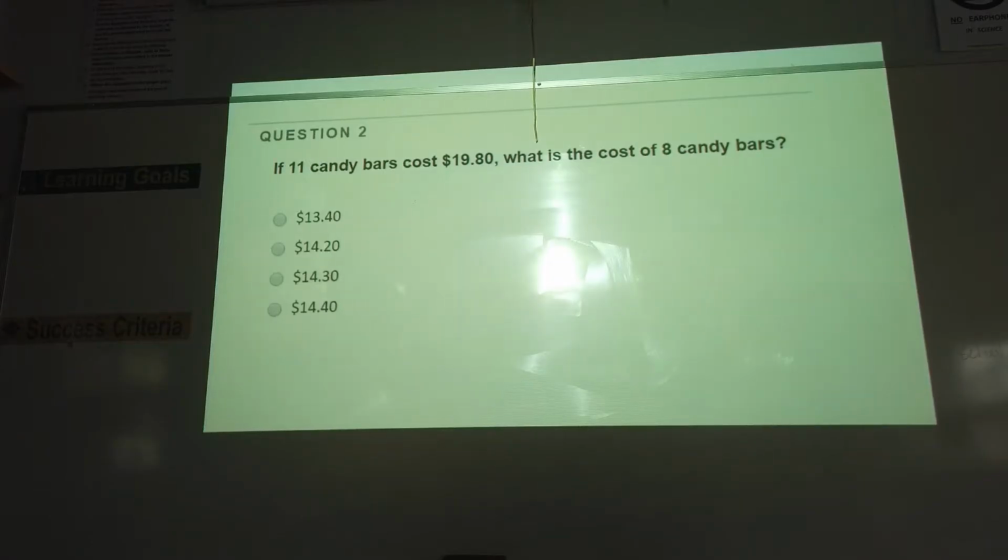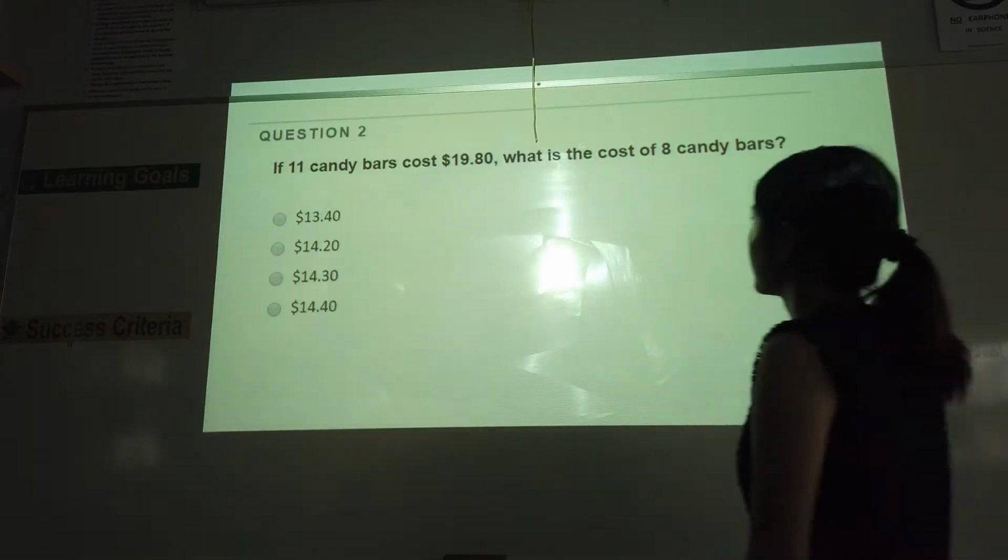We're now looking at question 2 on the mini test 1. If 11 candy bars cost $19.80, what is the cost of 8 candy bars? There are 2 ways of doing it. The first way is that we calculate the unit price first.